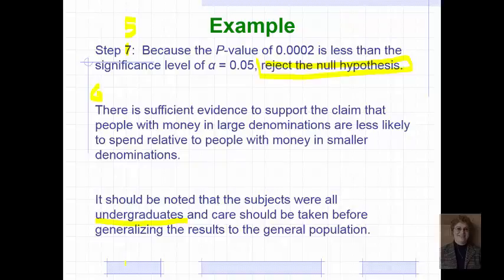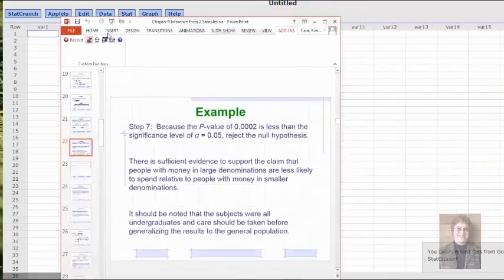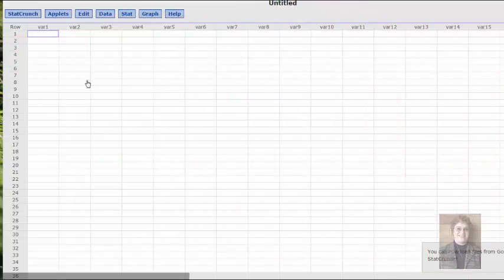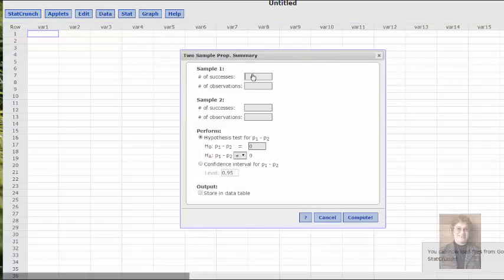So let's go to StatCrunch and see how that works in here. Okay, let's go to StatCrunch and let's do our problem here again. And so we're going to go to Stat, Proportions, 2 samples with Summary.